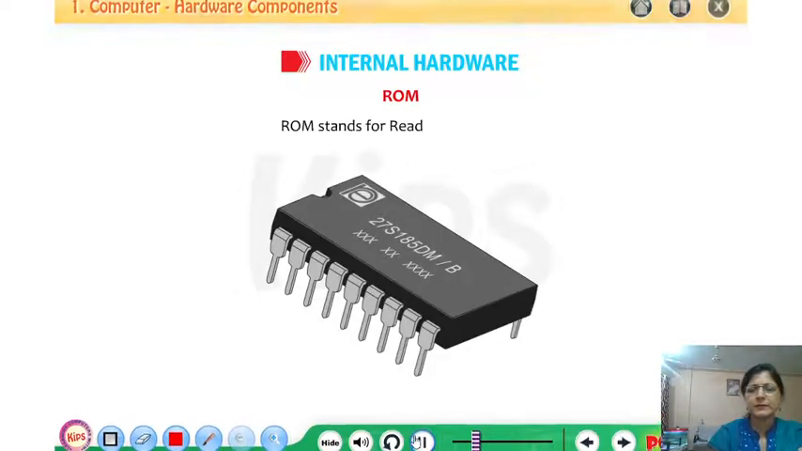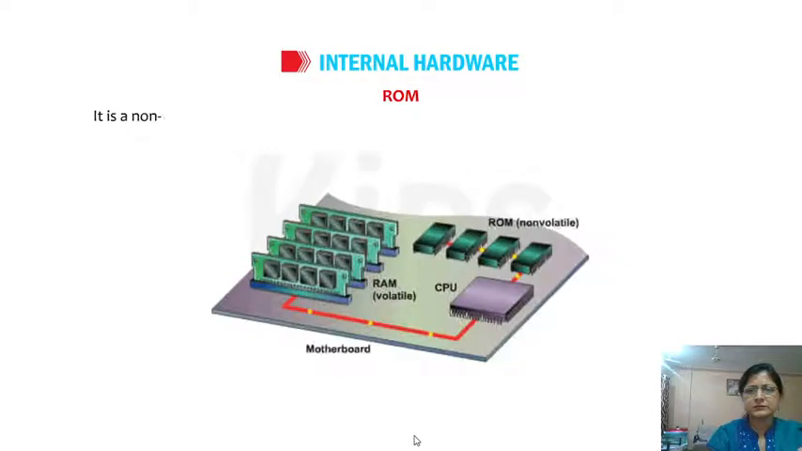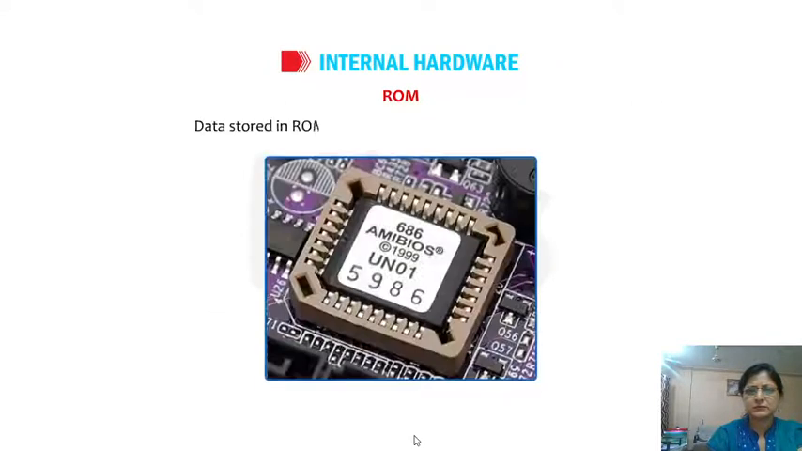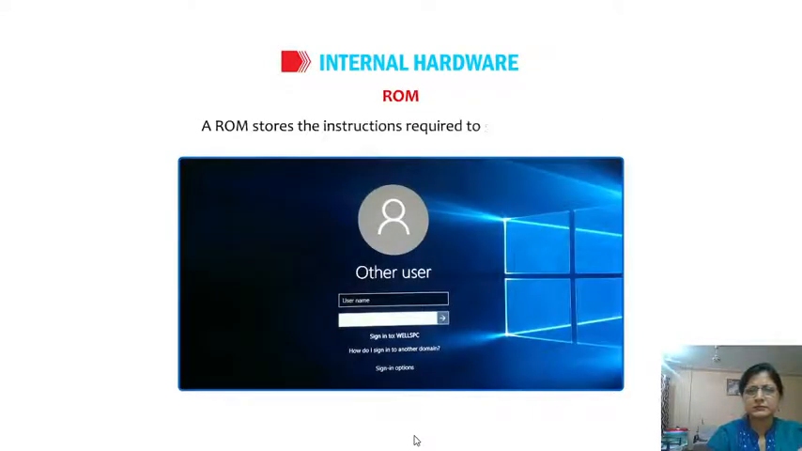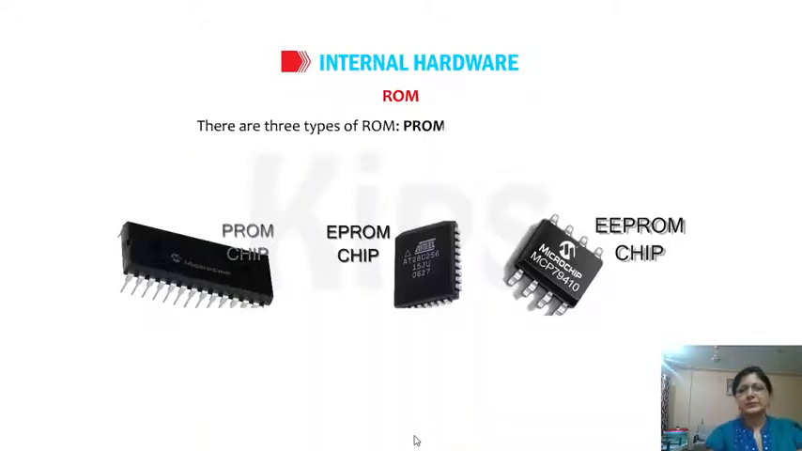ROM stands for read-only memory. It is a type of memory from which we can only read information but cannot write on it. It is a non-volatile memory, therefore, the information is stored permanently in it, even when the system is powered off. Data stored in ROM can neither be modified nor erased easily. A ROM stores the instructions required to start a computer. There are three types of ROM: PROM, EPROM, and EEPROM.